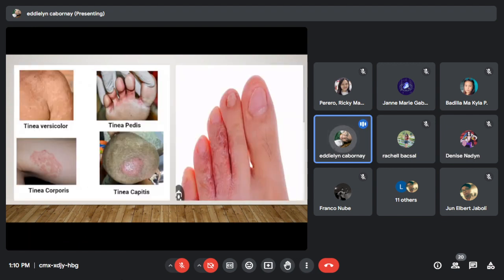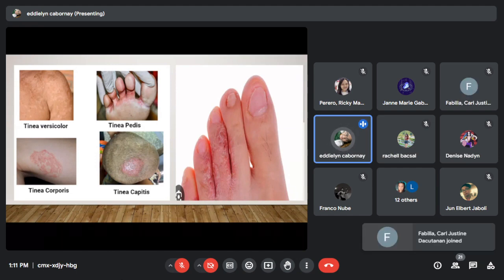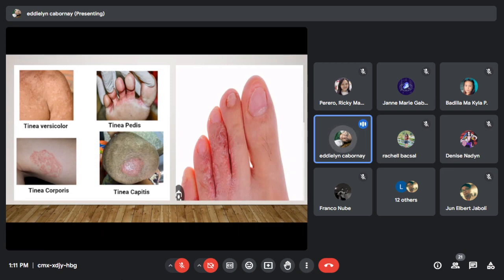Okay, so we have here the tinea versicolor. We also have the tinea pedis, the tinea corporis, and the tinea capitis. These are the different types of tinea infections, and these are examples of superficial mycosis. They are usually confined to the outermost layer of the skin and the hair, and they do not invade the living tissues. So it is the outer part of our skin.